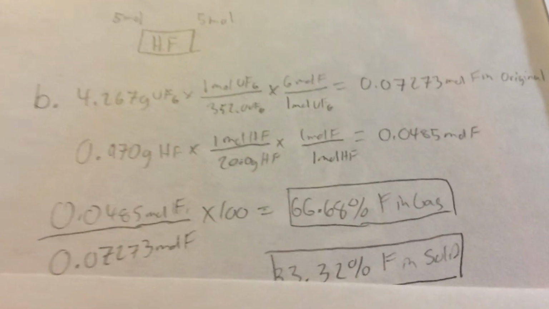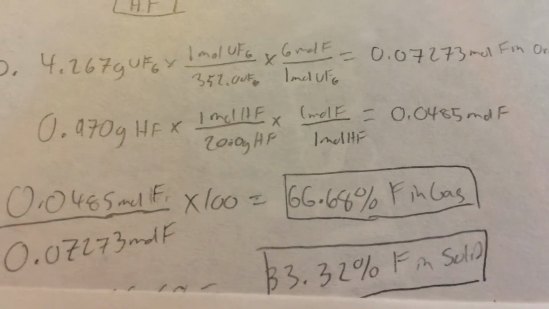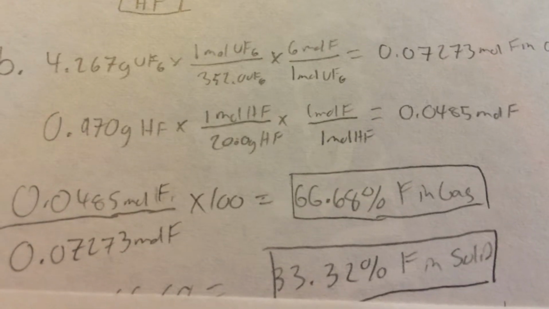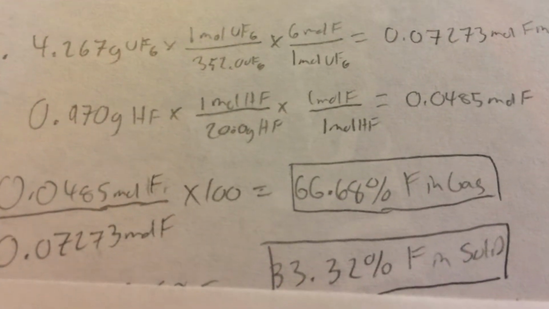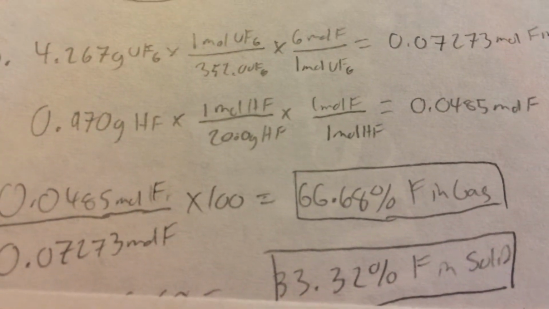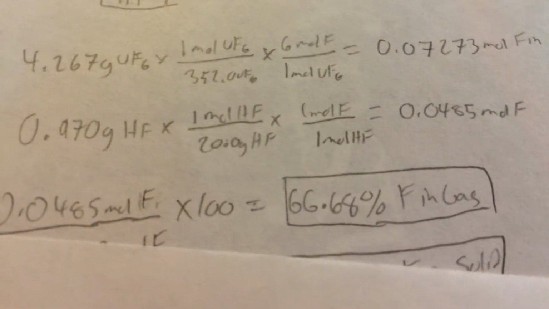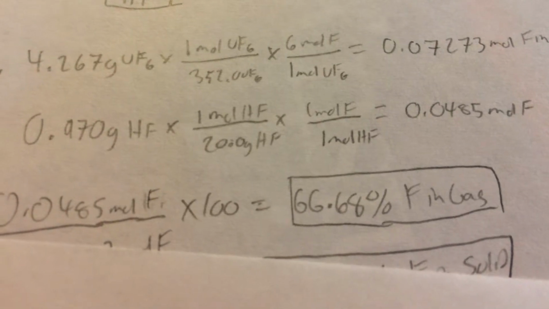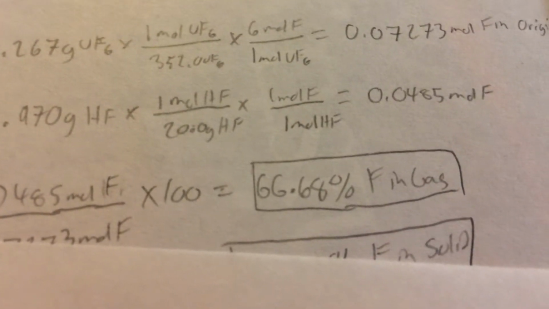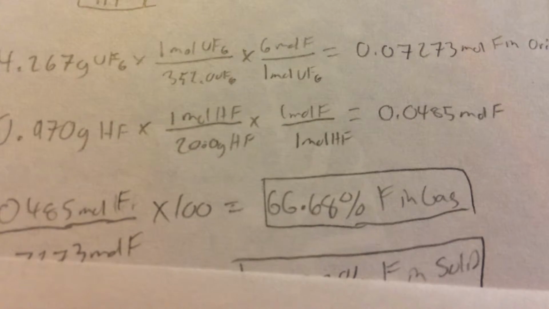To find the other one, you have 0.970 grams of HF, which is the gas, times 1 mole of HF over 20.0 grams of HF, which is its molar mass. You multiply that then by the molar ratio, which is 1 to 1, which then you get 0.0485 moles of fluorine.